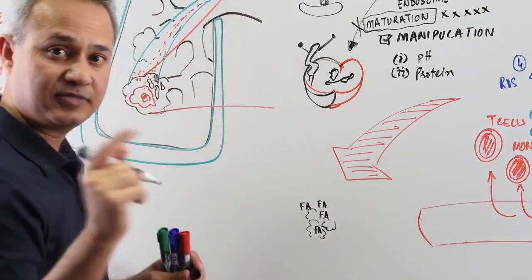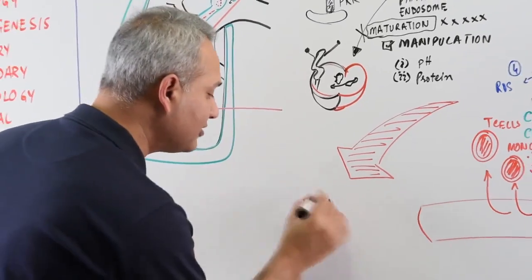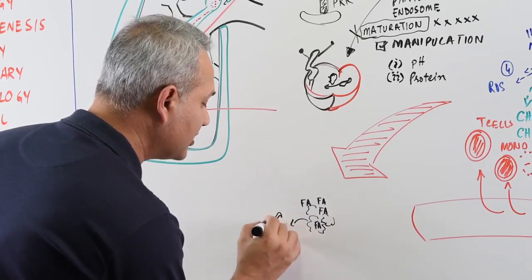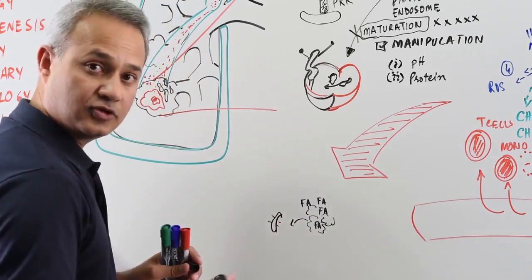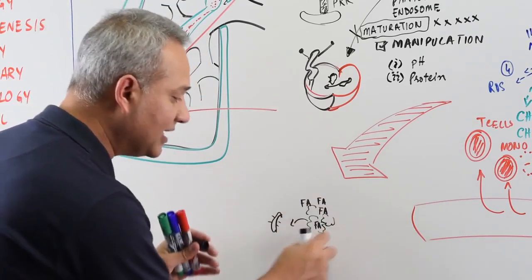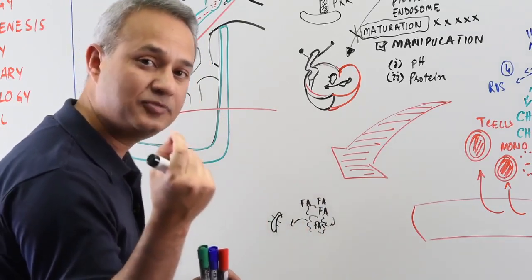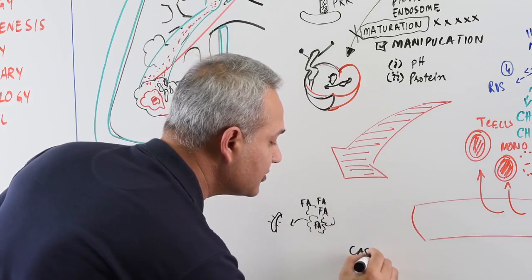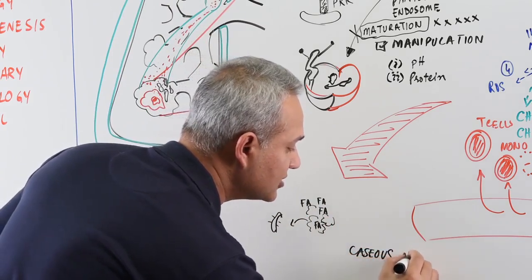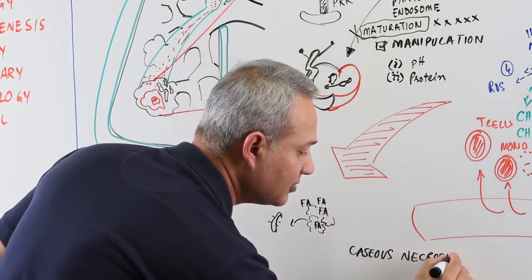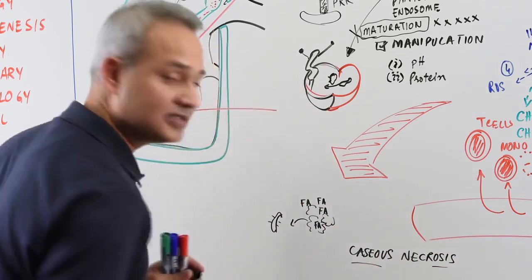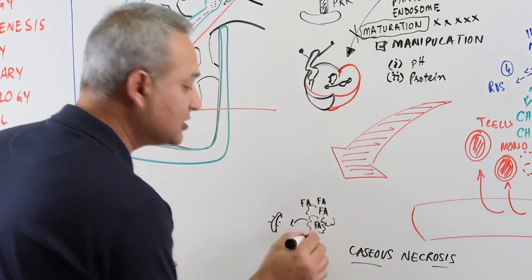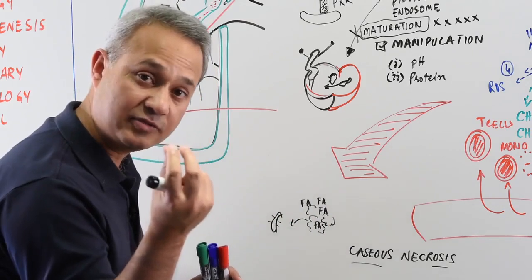Now Mycobacterium does not like the fatty acid, so wherever the fatty acid is, Mycobacterium runs out of there. It doesn't want to live there. So that central part where the damage is occurring will become cheese-like. This is called caseous necrosis. Necrosis is simply the cell death, and caseous means cheese. So a cheese-like appearance would be in the center of the damage.